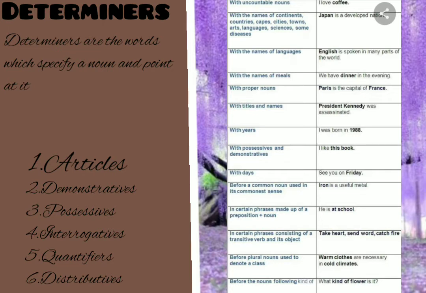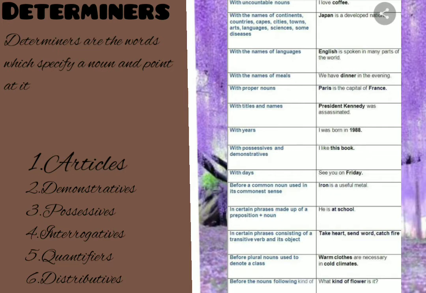With the names of meals, we omit articles before the name of meals. For example, we have dinner in the evening. So before dinner no article is used. Next case, with proper nouns. We omit articles before proper nouns, like Paris is the capital of France. What are the proper nouns here, children? Paris and France, and no article is used. So we skip or omit articles before proper nouns.